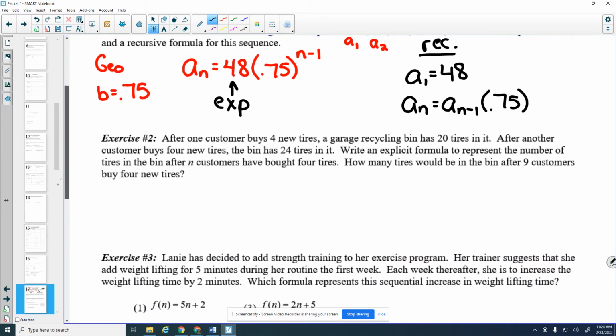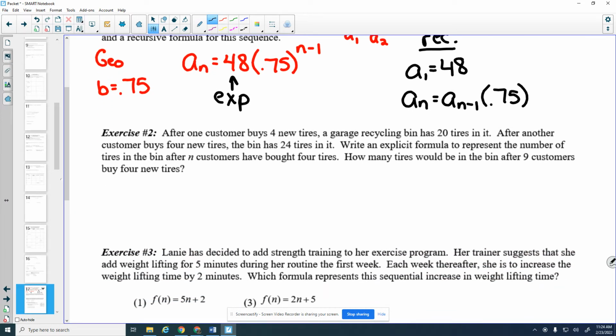It says, after one customer buys 4 new tires, a garage recycling bin has 20 tires in it. After another customer buys 4 new tires, the bin has 24 tires in it. Write an explicit formula to represent the number of tires in the bin after n customers have bought 4 tires. So after one customer, so my first number, we have 20. Then we have 24, and if people keep buying 4 new tires and putting them in the bin, that pattern will continue. So we can pretty easily see that this is arithmetic.